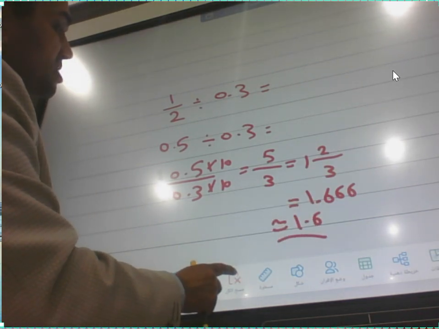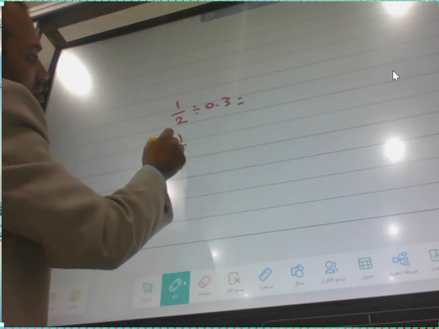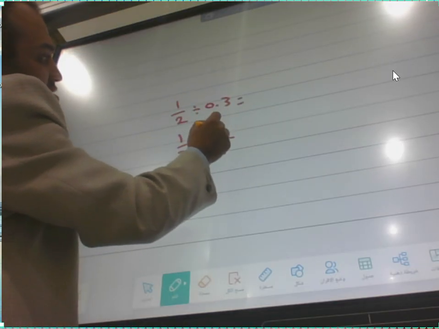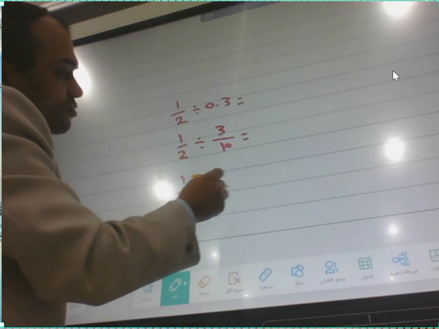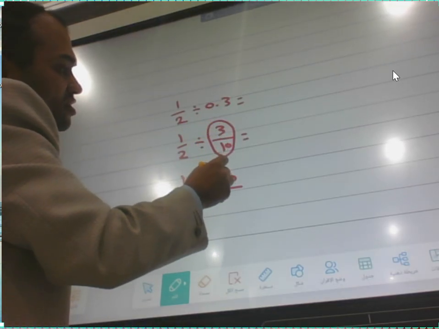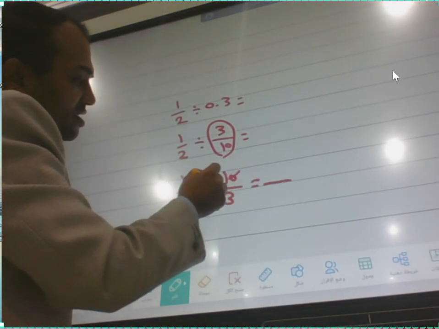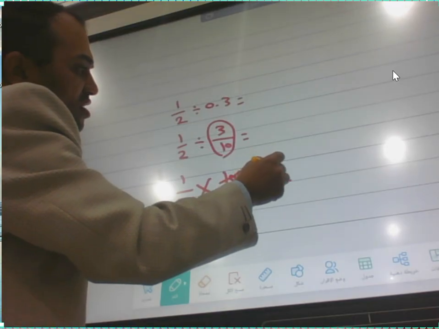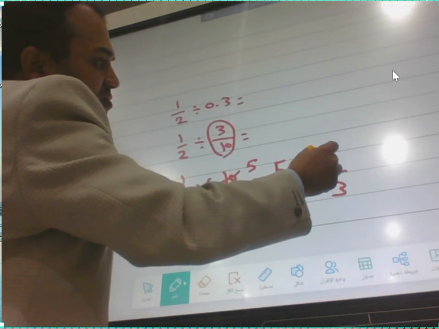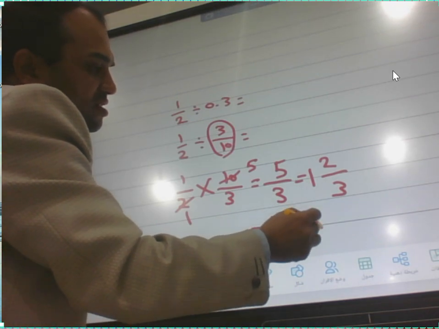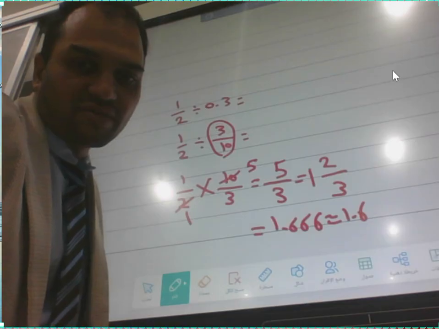It's the first solution. The second solution: 1 over 2 divided by 0.3, you can write half divided by 3 tenths, which is 3 over 10. And then write the first fraction first and convert from division to multiplication and write the reciprocal here to be 10 over 3. And then 2 divided by 2 equals 1 and 10 divided by 2 is 5. 1 times 5 is 5 and 1 times 3 equals 3. Then 5 divided by 3 equals 1 and remainder 2. Then the result will be 1.6, the same answer. Okay, my students?